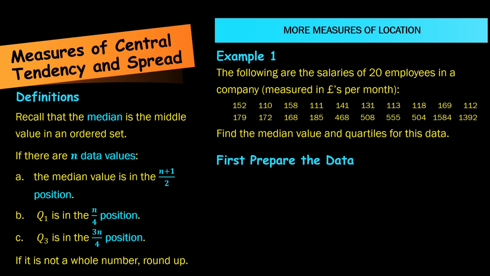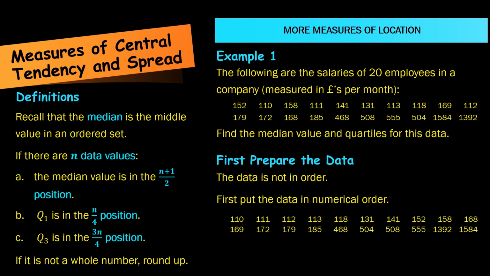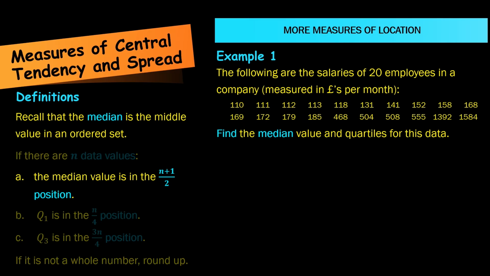We're going to begin by first preparing the data. Now what this means is because the data is not in order and we're required to find the median and the quartiles, we first need to order the data. So here's the data put in order, the smallest first, and then moving up to the largest.